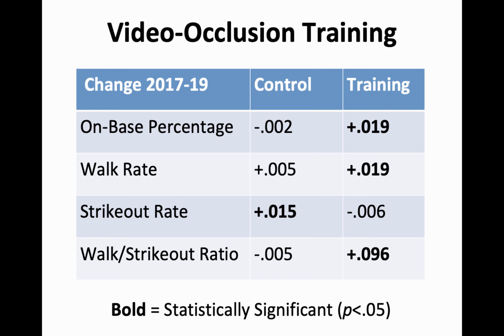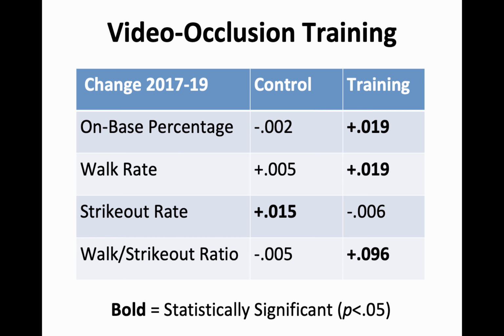We've got a 19-point increase in on-base percentage, and this is not by one individual. This is by a whole group. 19% increase in walk rate. Nothing happening in strikeout rate. However, notice that the control group went up significantly in strikeout rate. Now remember that 2017 to 19 is this same cohort of hitters advancing, obviously, to more difficult levels.